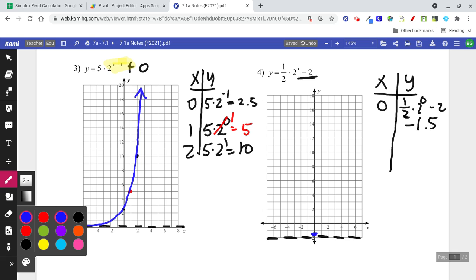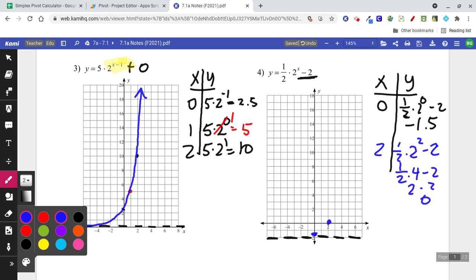And then let's plug in another number. It doesn't have to be 1. You could plug in 2 if you want. 1/2 times 2 to the 2nd minus 2. And of course, it's good if you can do this by hand, but if you can't, do it by calculator. You just want to get it right. 1/2 times 2 squared is 4 minus 2. 1/2 times 4 is 2 minus 2 is 0. 2 comma 0.